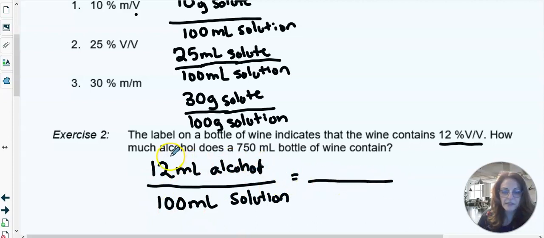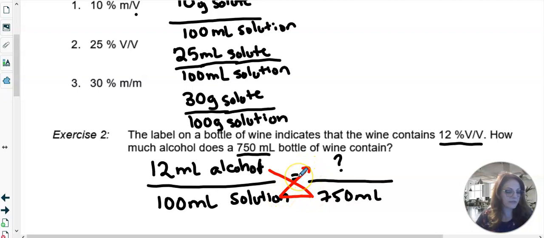And then once you have that, you can do any problem. You have a fraction. It says how much alcohol is there in 750. So if there's 12 milliliters in 100, how much is there in 750? So now you're going to cross multiply as you have done before. So 12 times 750 divided by 100. And let's do the math and see how much does that give you. 12 times 750 divided by 100, 90. 90 milliliters of alcohol.